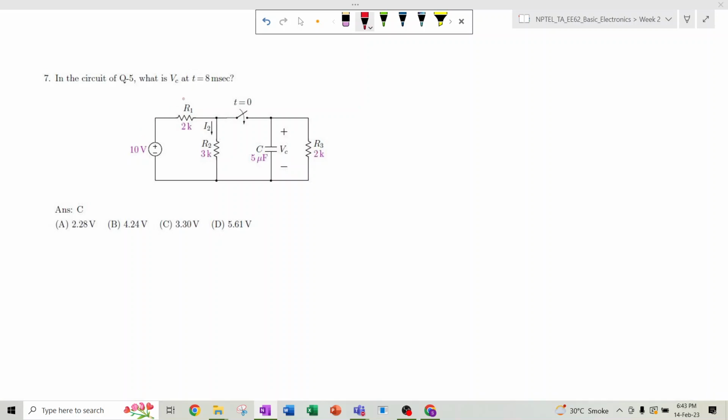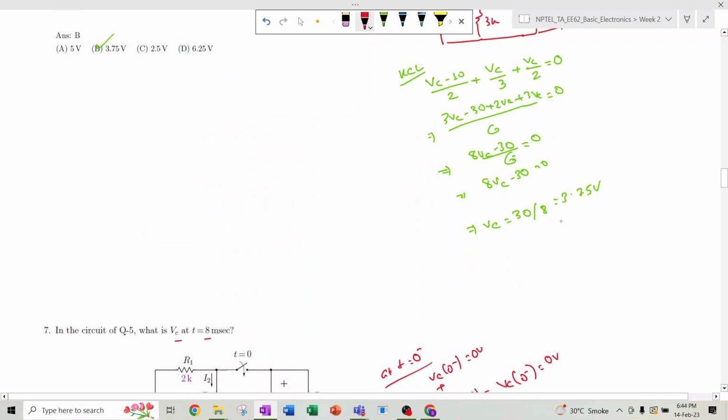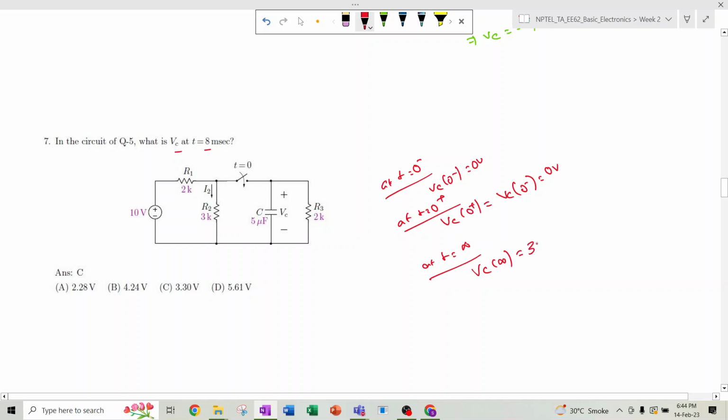So in the next part, it is being asked what is the value of Vc at time t equal to 8 millisecond. At time t equal to 0 minus, Vc(0 minus) is equal to 0 volt. At time t equal to 0 plus, Vc(0 plus) is equal to Vc(0 minus), which is nothing but 0 volt. And at time t equal to infinity, the Vc(infinity) value that we have already determined is 3.75 volt.